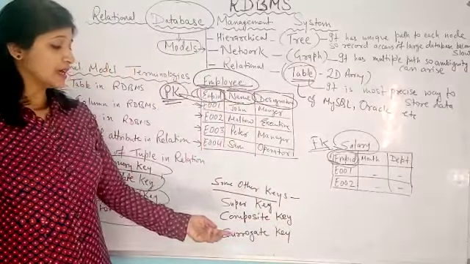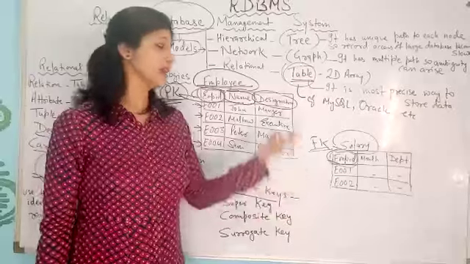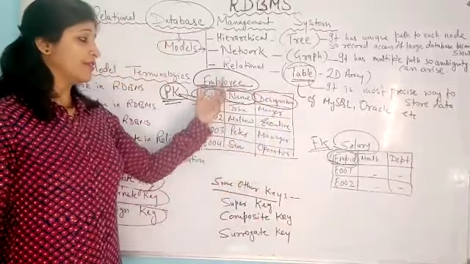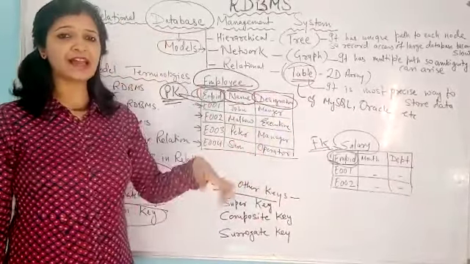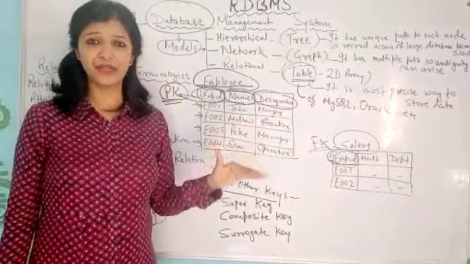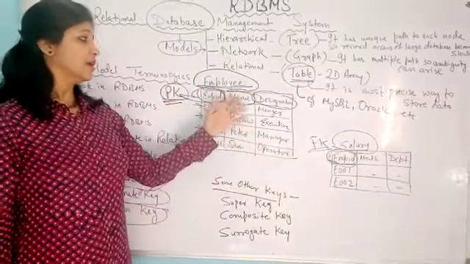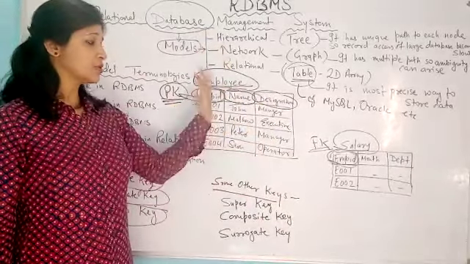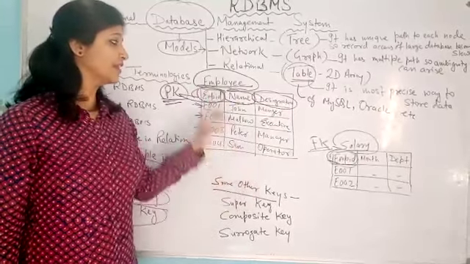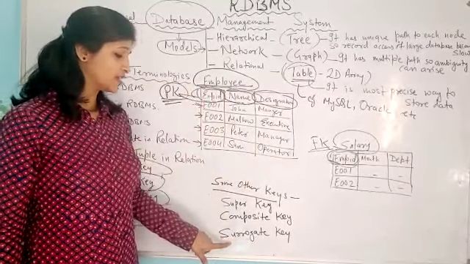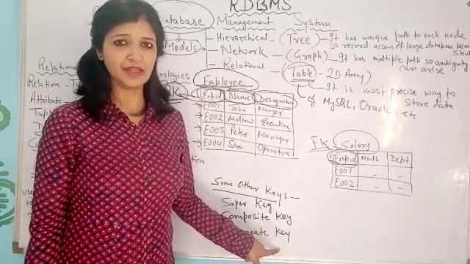Now, the next one is the surrogate key. A surrogate key is a system-generated key. Sometimes there is no available key in a table which can identify each record uniquely. So the database asks the system to generate a key, and that is known as the surrogate key.